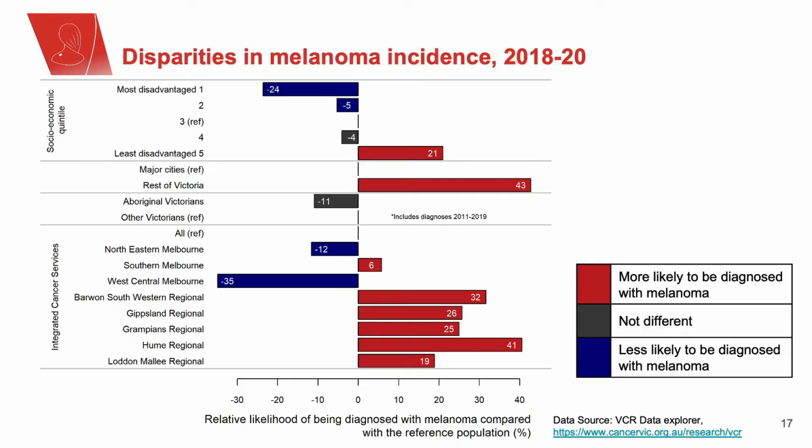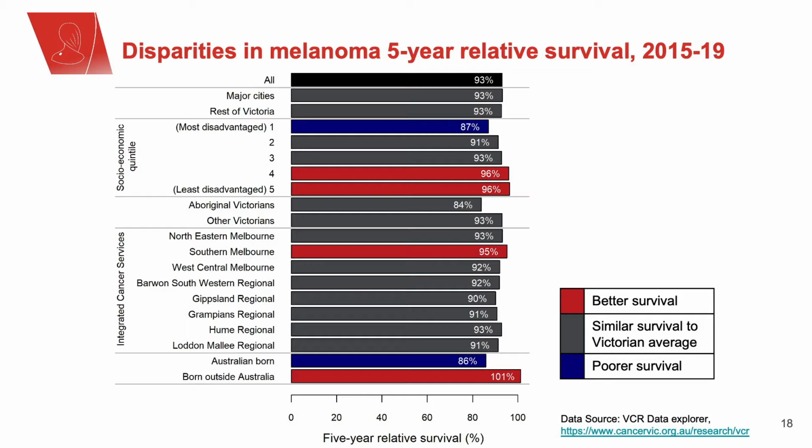Disparities in melanoma incidence. You're less likely to be diagnosed if you're in the most disadvantaged group, and if you're in West Central Melbourne and northeastern Melbourne, and you're more likely to be diagnosed in the regional centres. But disparities in melanoma 5-year survival rates: there's a better survival in the non-Australian born population, but a worse survival in the least disadvantaged and in the Australian born population. Again, no surprises there.